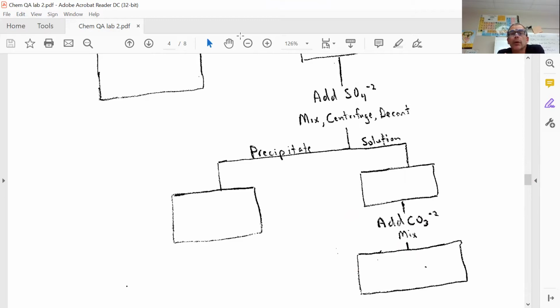So here we go. I'm going to stop this share so you can see these tests pretty clearly. The first thing I'm going to add according to our flow chart is the OH minus. Let's add these, 4, 5, 6, 7, 8, 9, 10.